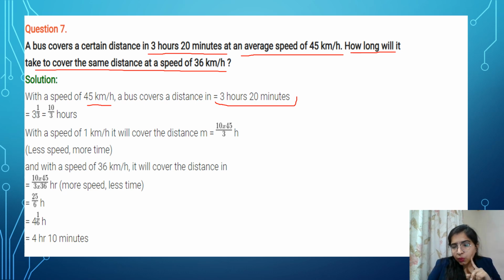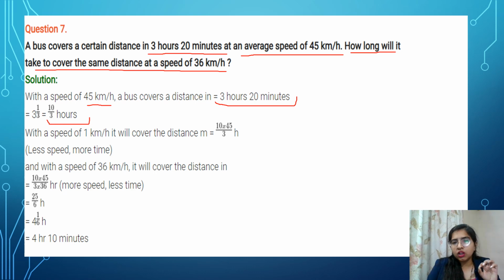So 3 hours 20 minutes, you have to convert this, right? 20 minutes will be 20 upon 60, right? 20 upon 60 will be 1 upon 3. So 3 and 1 by 3. That means this is a mixed fraction. You will convert it into a simple fraction. Then it will be 10 by 3 hours.